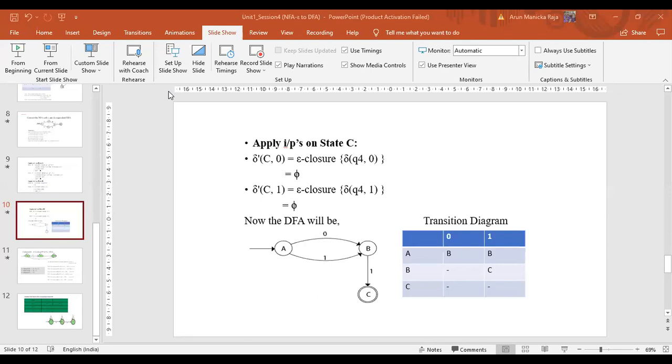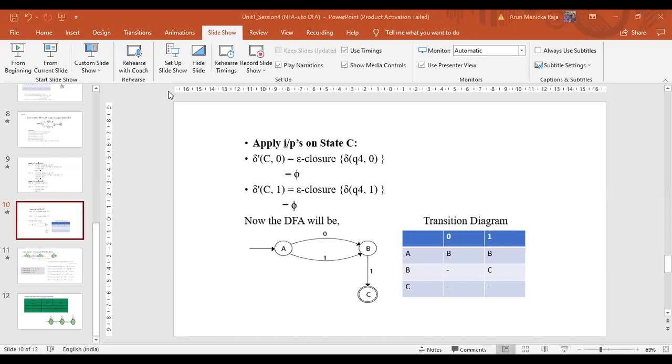So how do we calculate it? First, we calculate the initial state. We take the initial state of the input diagram. Here the NFA's initial state is Q0, and I make that state the initial state of the DFA also. This is the first step. The next step is to calculate the transition function.